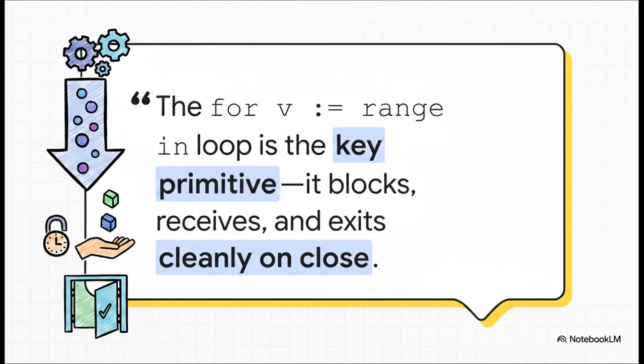Let's just zoom in on rule number 5 for a second, because the for-range loop over a channel is the secret sauce here. It is the magic ingredient. This one little loop does 3 amazing things for us automatically. It blocks when there's no data, just waiting patiently. It receives the data as soon as it arrives, and it automatically and cleanly exits the loop as soon as that channel is closed. It's just so incredibly elegant.